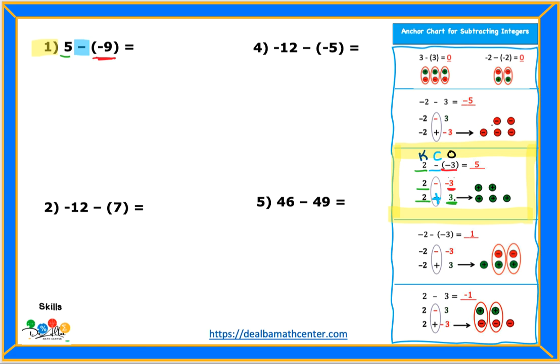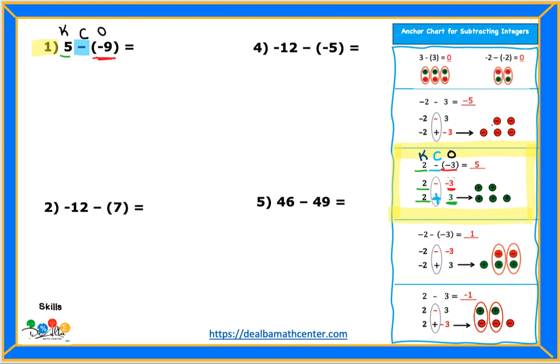2 positives plus 3 positives equals 5 positives. Because then we have all of them positives in here. You see that, guys? Great. So that's what we're going to do. We're going to keep the same sign on the first integer. We change the subtraction into addition. And we're going to change the second integer to its opposite.